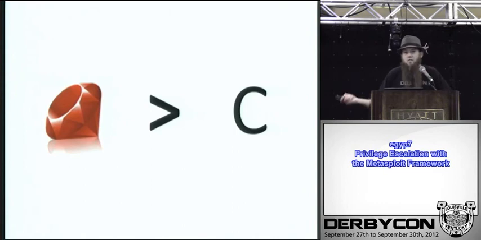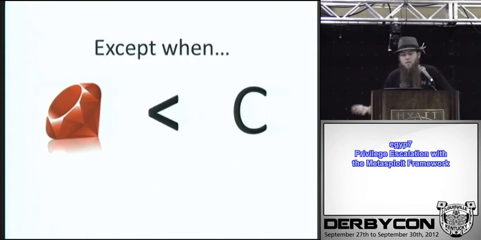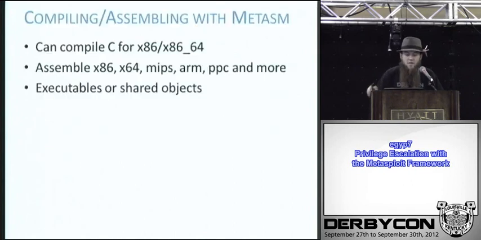So remember how I said Ruby is better than C? Most of the time that's true, except when it isn't. A lot of times, with things like that, you can just write out a file and tell something to run it, and it runs it as root for you, and you just win. That's awesome, but it doesn't always happen that way. So sometimes we need to compile. And Metasm is the Ruby way to do that.